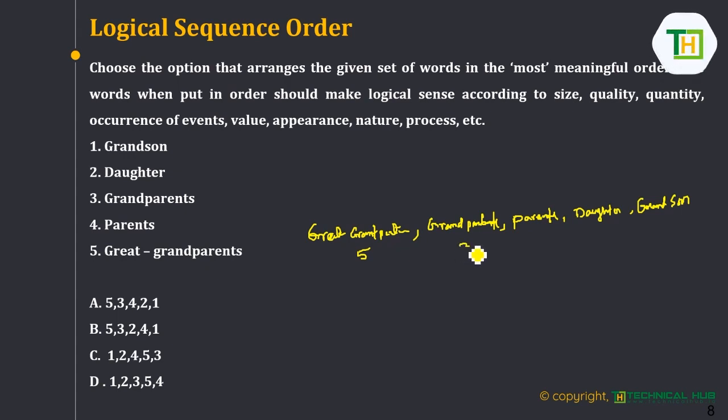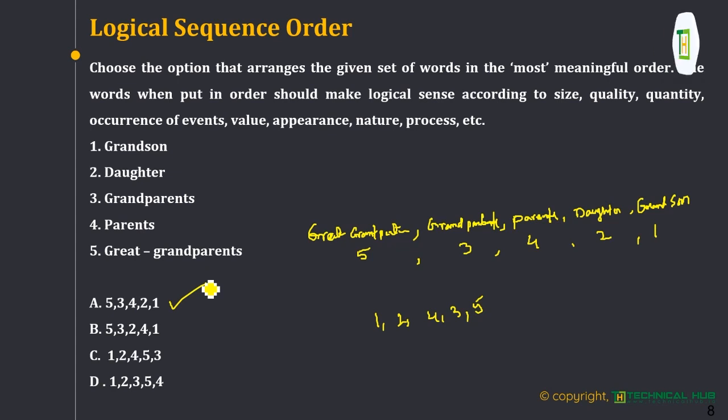Grandparents means 3, parents means 4, and daughter means 2, grandson means 1. So the answer is 5, 3, 4, 2, 1, or 1, 2 below generation to above generation. Suppose 1, 2, 4, 3, 5. So given the options 5, 3, 4, 2, 1. So option A is the correct answer. Okay. So you take here above generation to below generation or below generation to above generation.